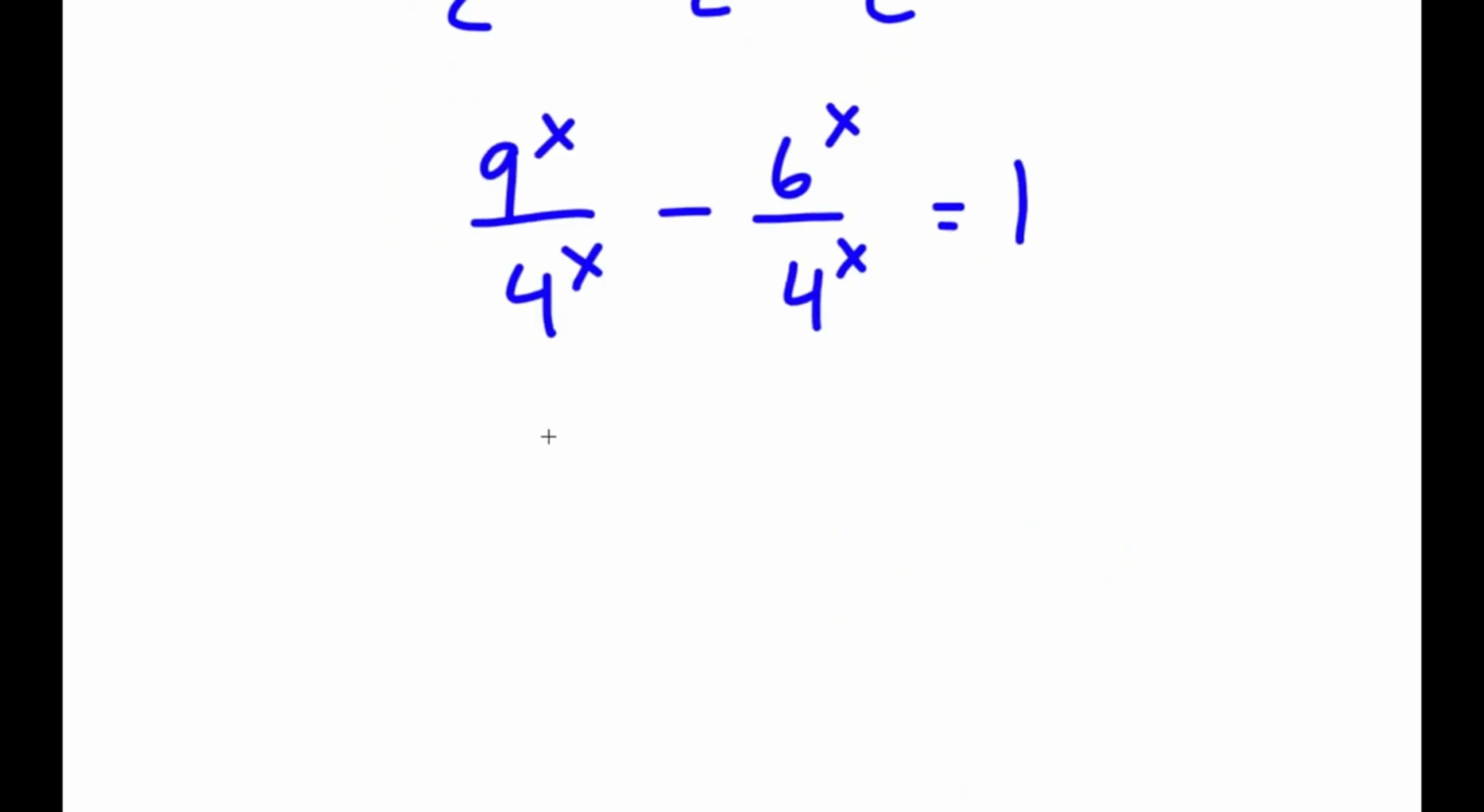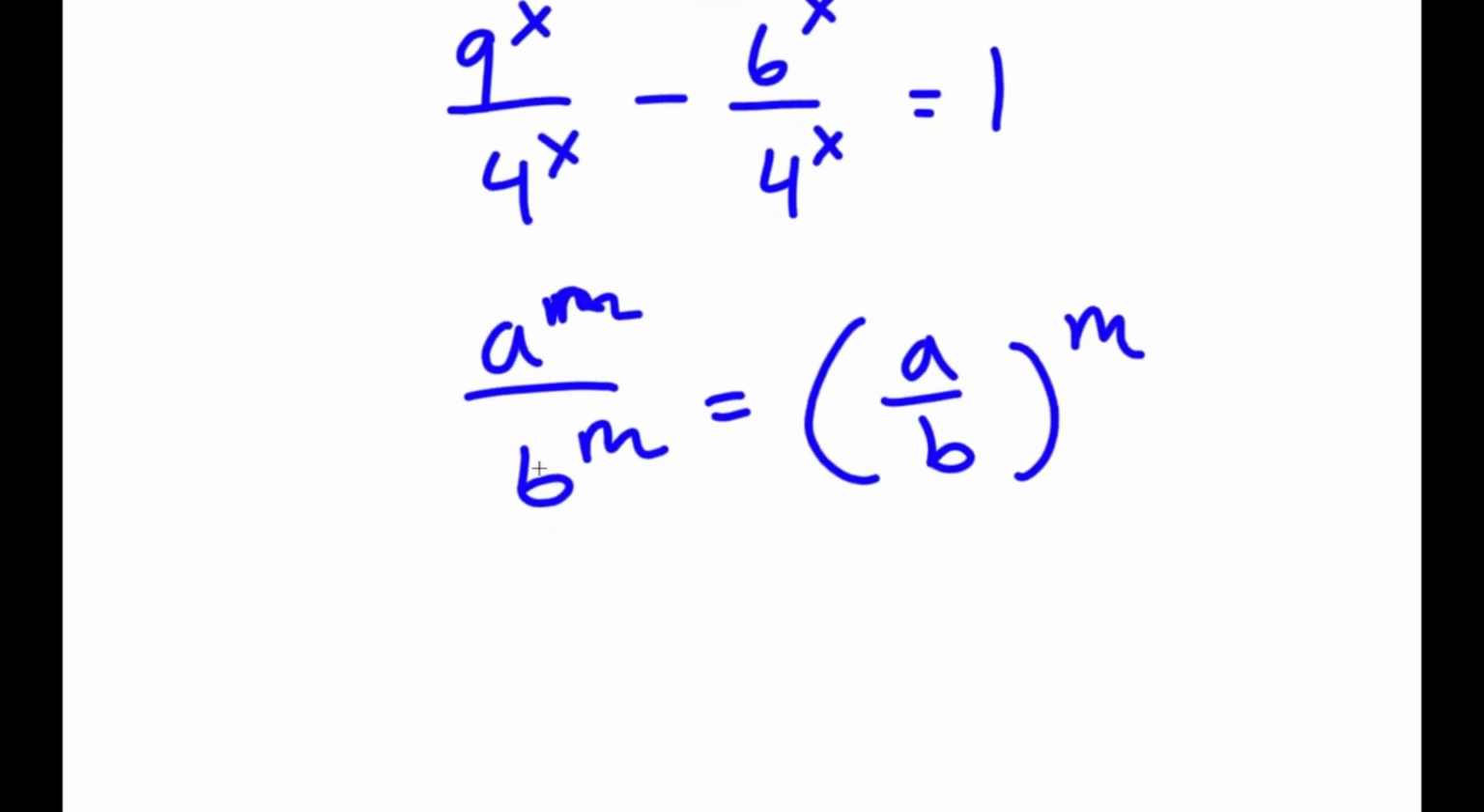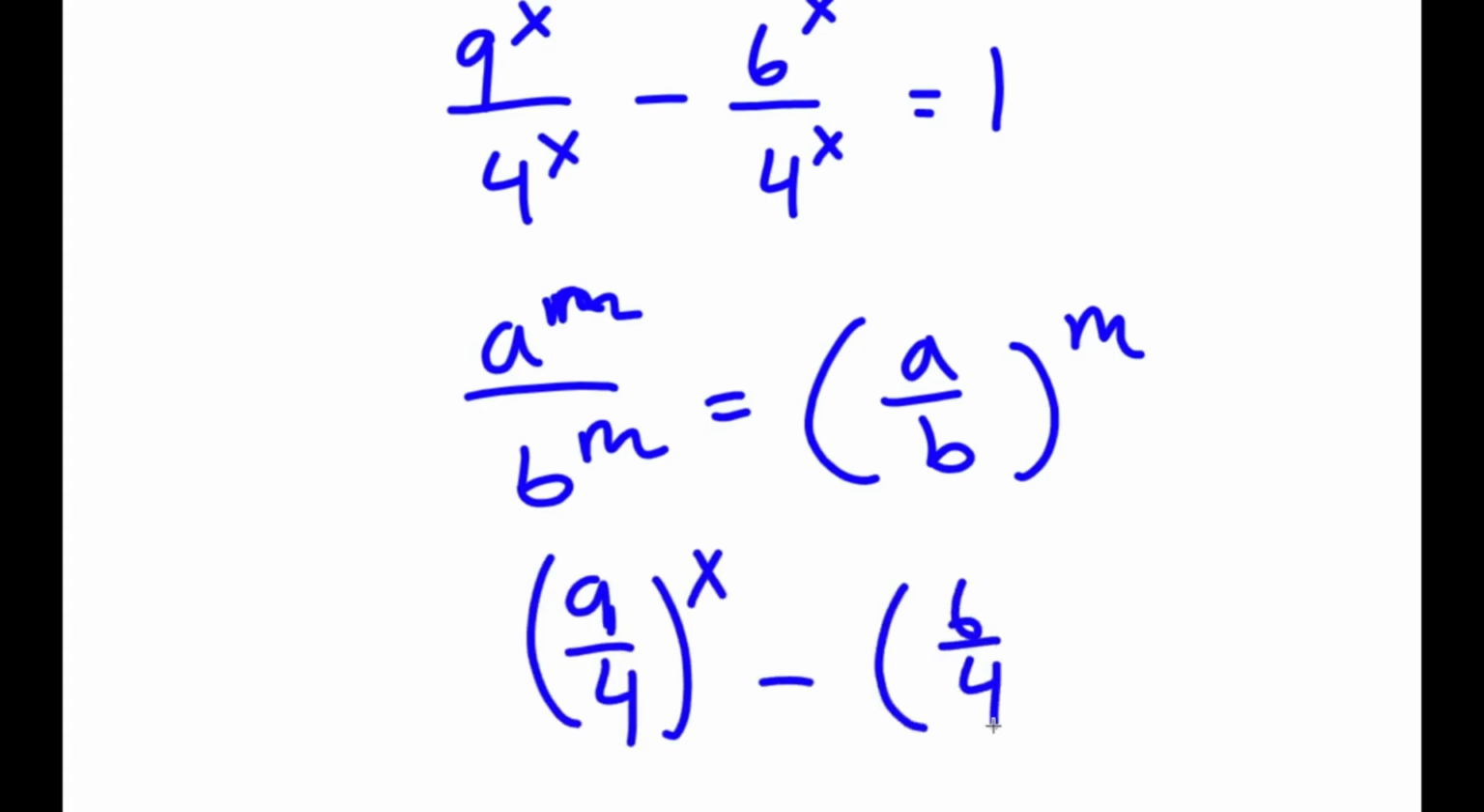Now, if I have something in the form a to the power of m over b to the power of m, this is equal to a over b to the power of m. So 9 to the power of x over 4 to the power of x, that's going to equal 9 over 4 to the power of x. And 6 to the power of x over 4 to the power of x, that's going to equal 6 over 4 to the power of x.